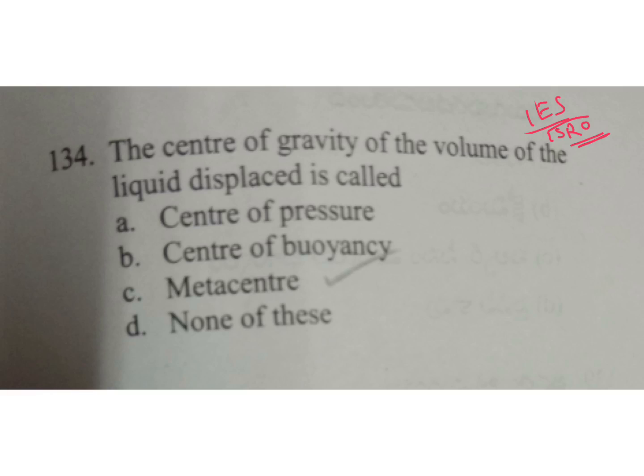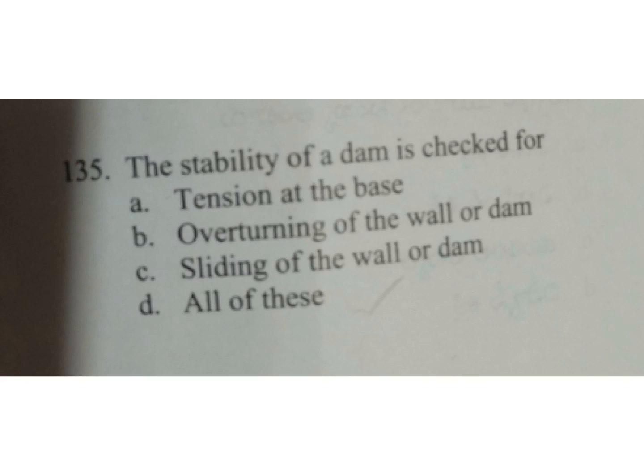B is the answer. The stability of a dam is checked for: A. tension at the base, B. overturning of the wall or dam, C. sliding of the wall or dam, D. all of these. All of these is the answer.